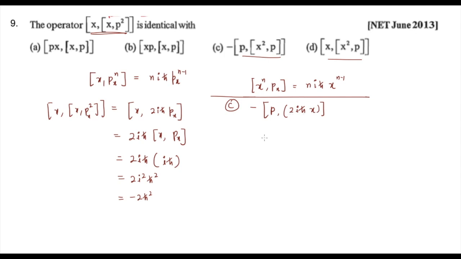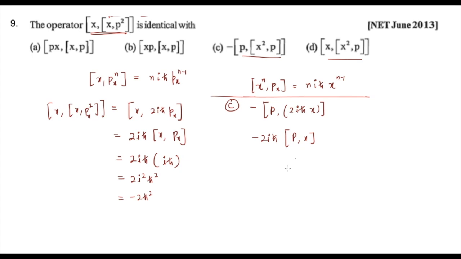Now I will take minus 2 ih cross outside, and I'll get P comma x. Again I have to use the same identity, for P comma x. How can you do that? You just have to use this value. So let me just do it.